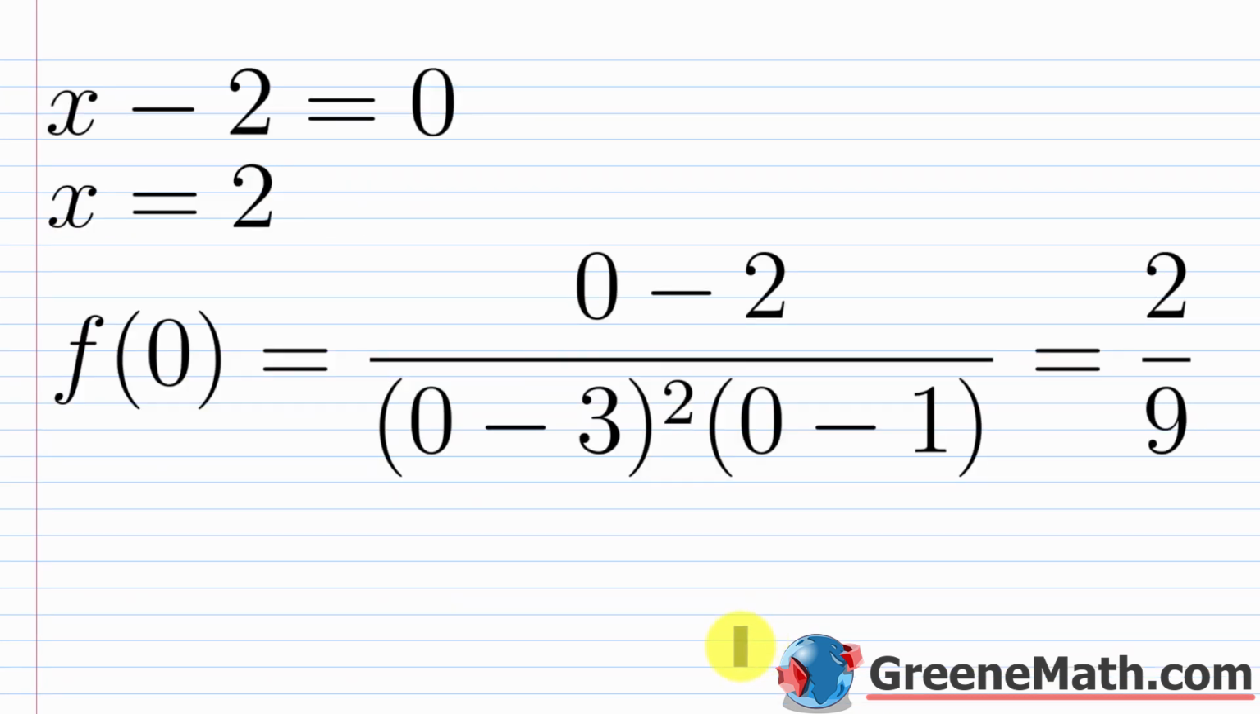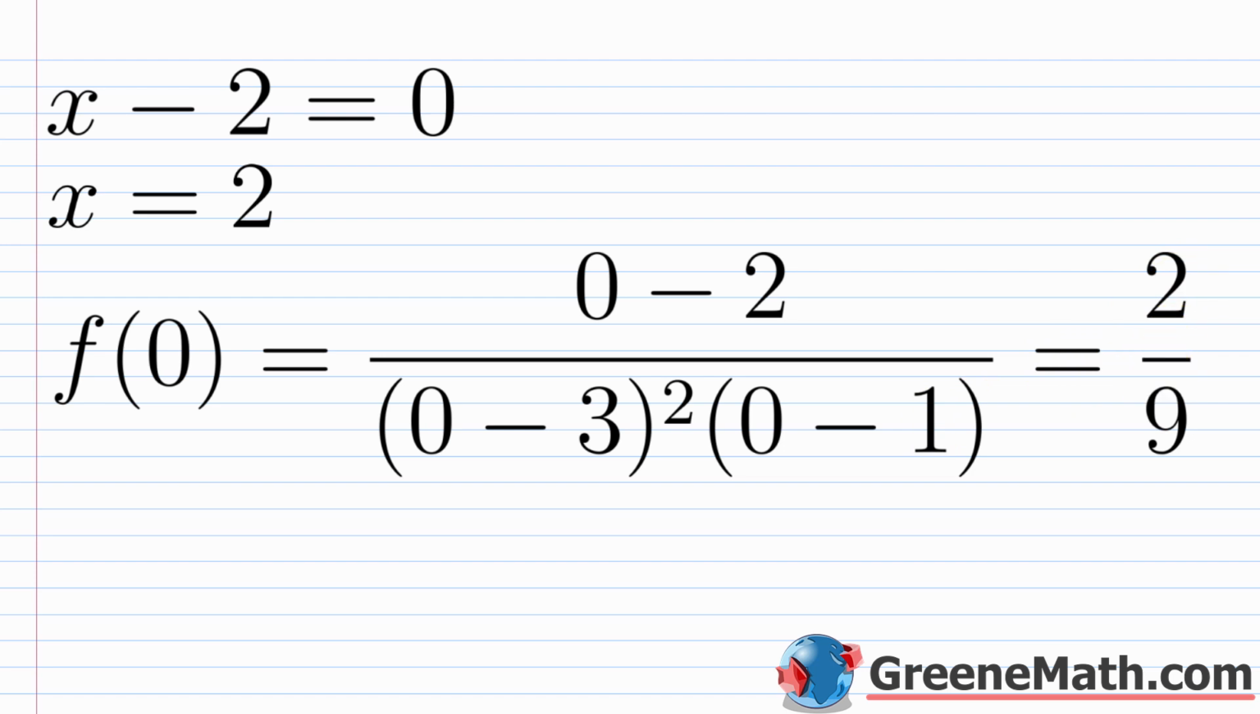Coming back up here, let's get the x and y intercepts. So the x-intercept, again, you just take your numerator, x minus 2, set that equal to 0 and solve. You get x equals 2, so it's 2 comma 0. For the y-intercept, you just plug in a 0, so f of 0 is equal to (0 minus 2) over (0 minus 3) quantity squared times (0 minus 1). If you simplify this, you're going to get 2/9.